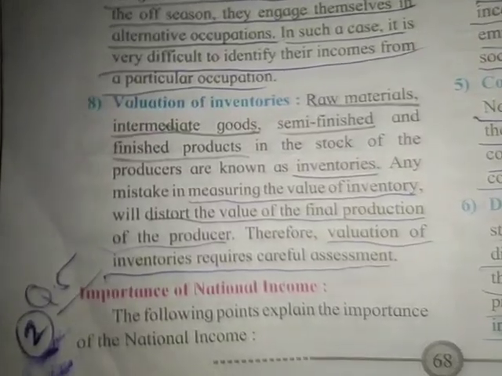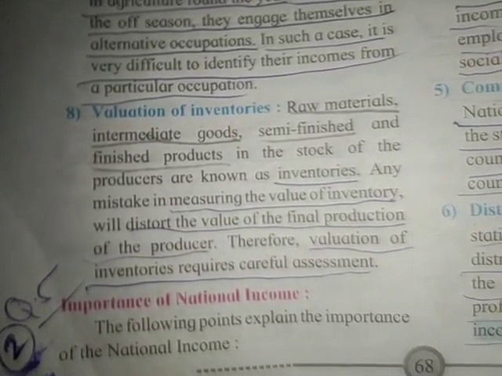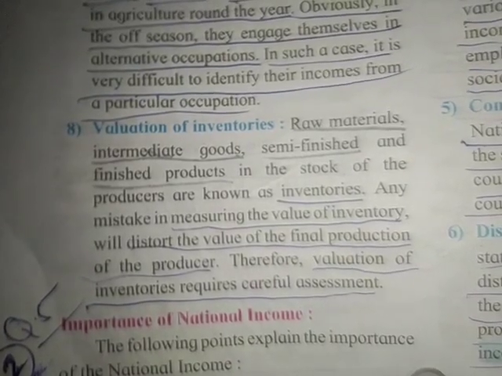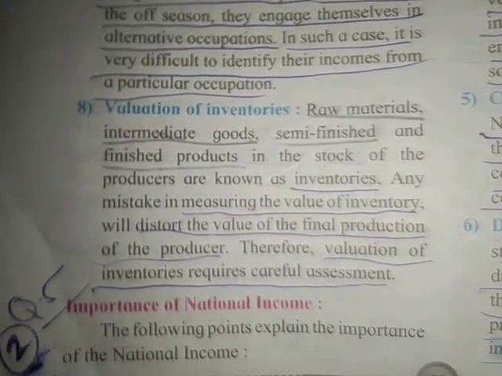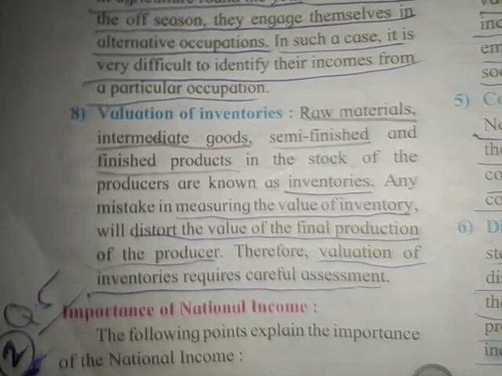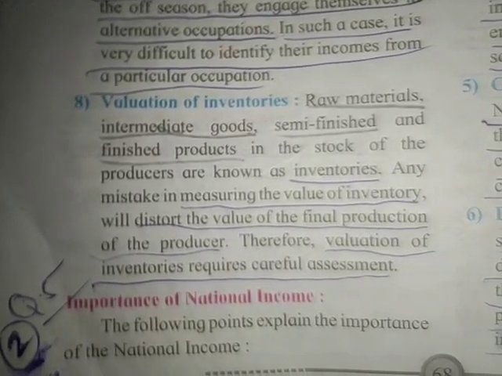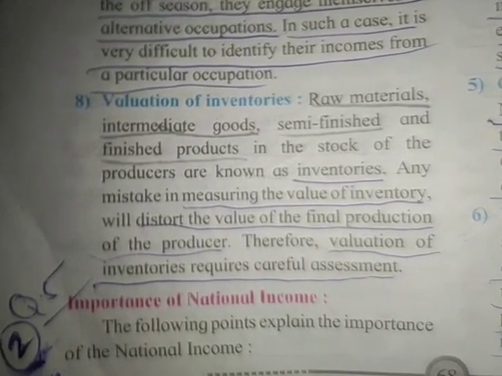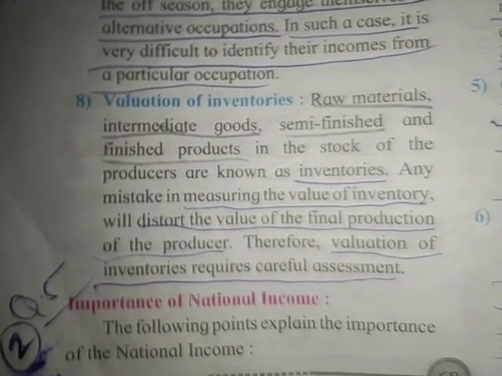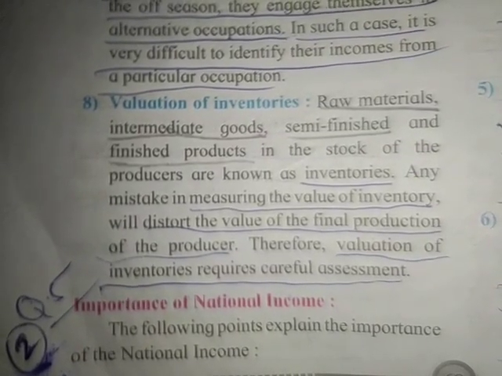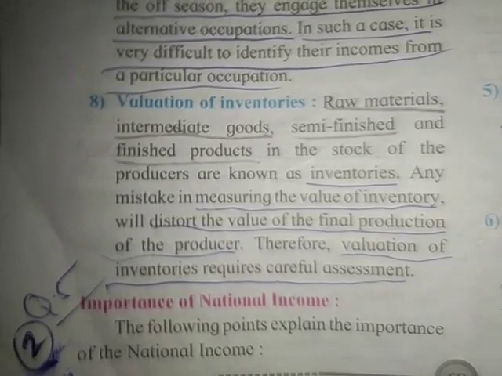Eighth, valuation of inventories. Raw materials, intermediate goods, semi-finished and finished products in the stock of the producers are known as inventories. Any mistake in measuring the value of inventory will distort the value of the final production of the producer. Therefore, valuation of inventories requires careful assessment.